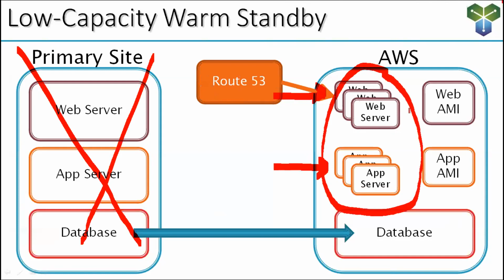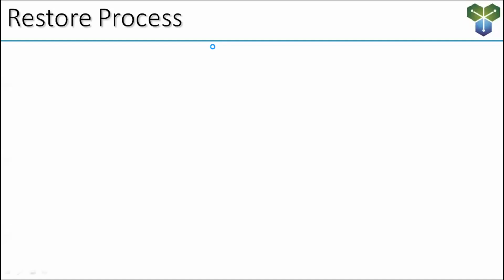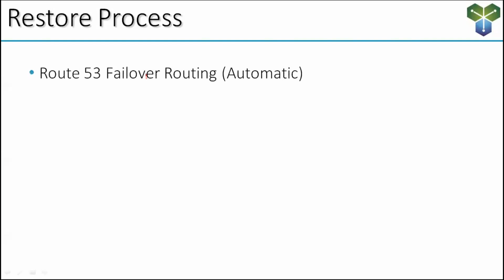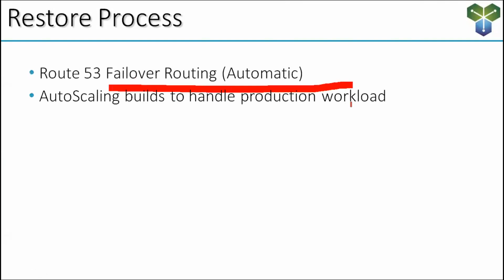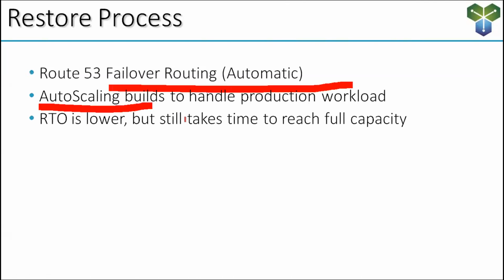And that's where the RTO gets, it's obviously much better than Pilot Light, but that's where your RTO is going to come from. Right? It's going to take time to build this thing up to full capacity. It's a low capacity standby. It's going to take time to get it all the way up to full capacity. But now everything's kind of automatic for me. I can use failover routing with Route 53. Auto scaling can build everything up to handle that production workload. So it's going to lower my RTO, but it still takes time to reach full capacity.